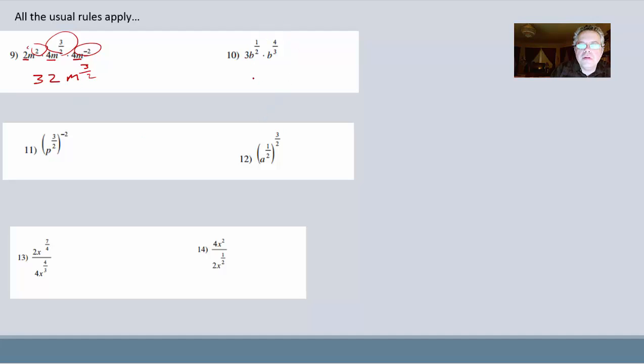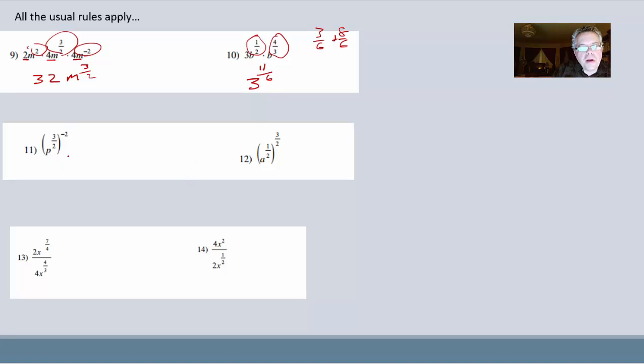Here, there's only a number 3. And we've got to add these two exponents because we're multiplying powers. So 1/2 plus 4/3 is 3/6 plus 8/6. You can use a calculator with the ABC key, but it ends up being 11/6. And we'll leave it like that.